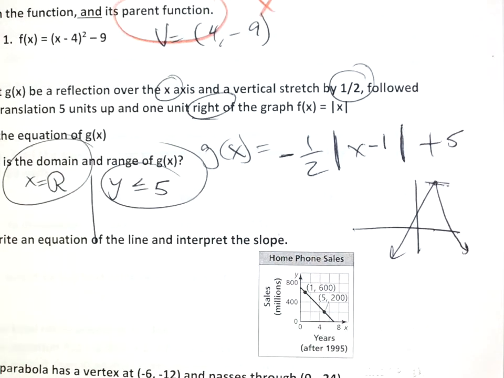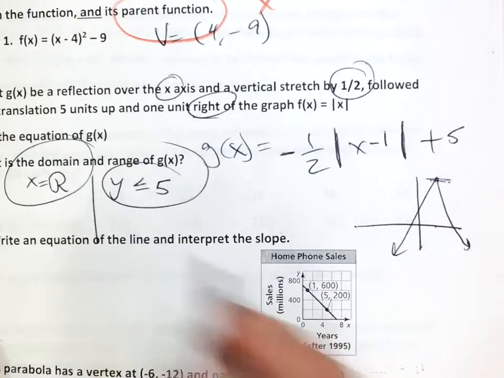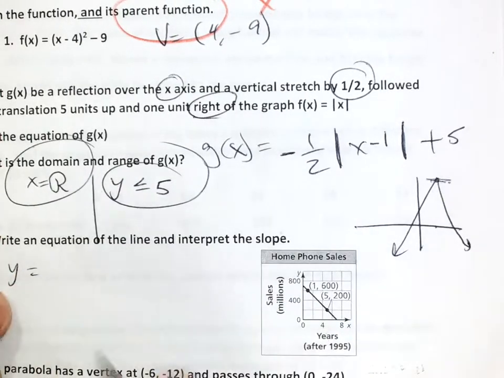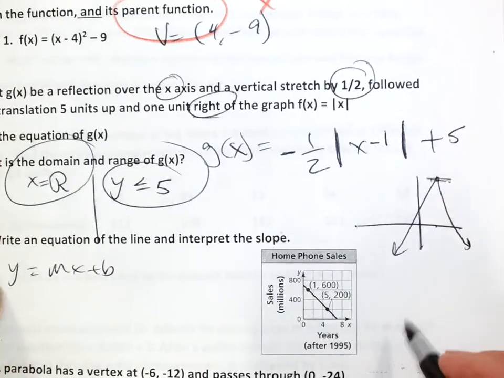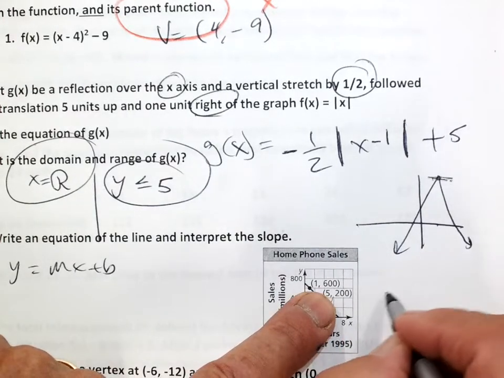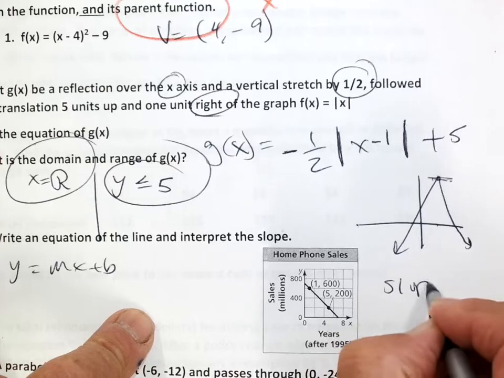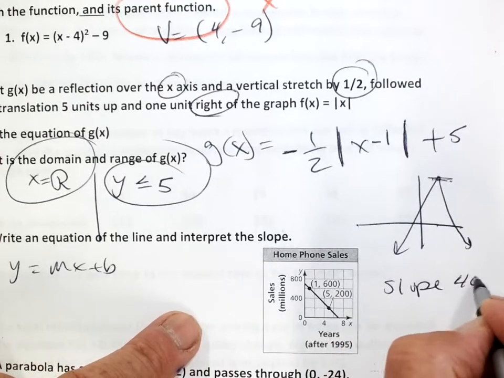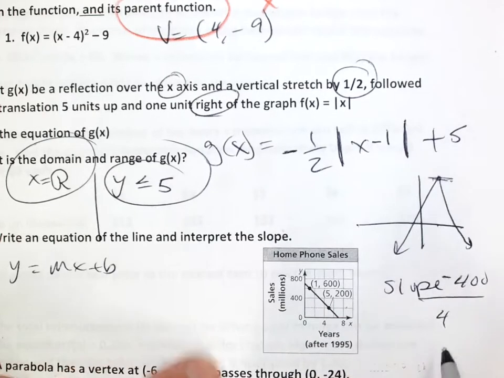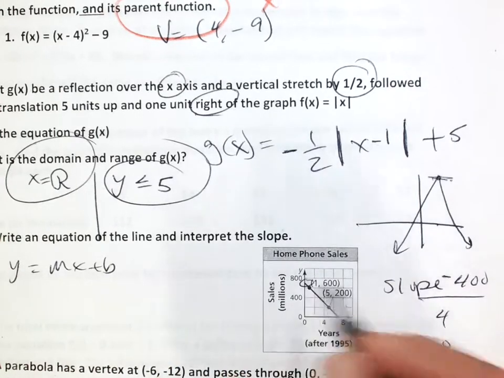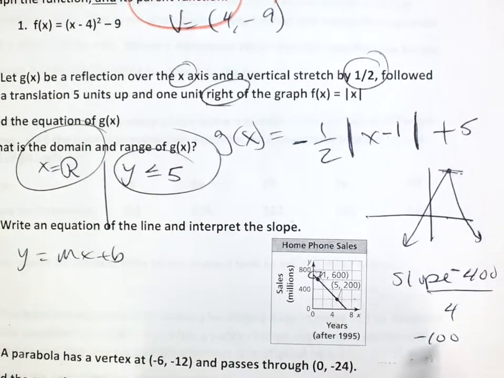Okay, 3. Well, I need this. It's a straight line, so I need my y equals mx plus b. Slope looks like it's going to go down 400. So slope looks like it goes down 400 because it goes from 600 to 200. And it goes over from 1 to 5, so it goes over 4. So my slope is going to be a negative 100. And it looks like it's got a y-intercept of something. I don't know what it is, but let's check it out.